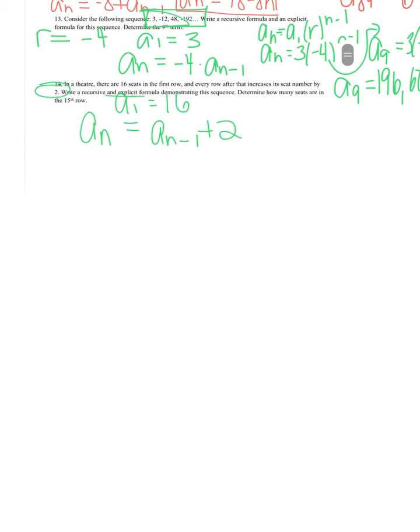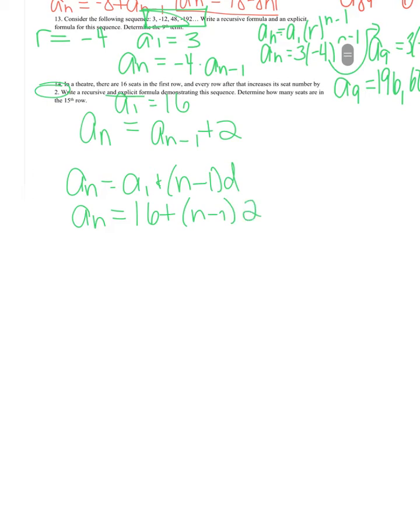Explicit, that's your formula. A sub n is equal to a sub 1 plus, in parentheses, n minus 1 times d. So a sub n is equal to, my first term is 16, plus n minus 1 times 2. So my cleaned up explicit formula is 2n minus 2, so this is 14 plus 2n, or 2n plus 14.